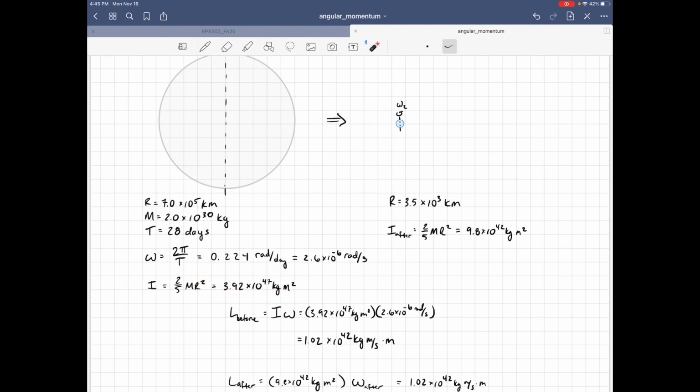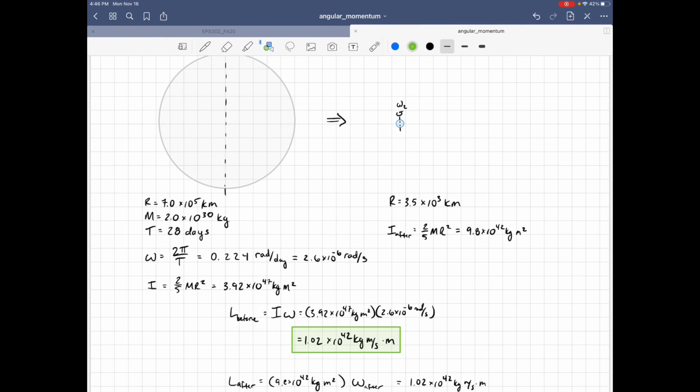And so before the collapse, if I want to calculate the angular momentum, all I'm going to do is multiply I and omega. So I'm just going to multiply these two numbers together, and that's where I get this value. So that's the angular momentum before collapse.